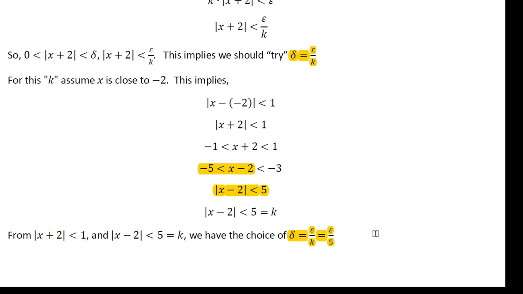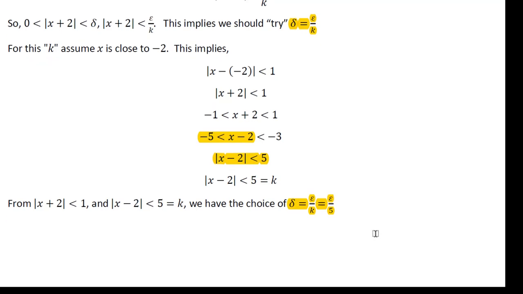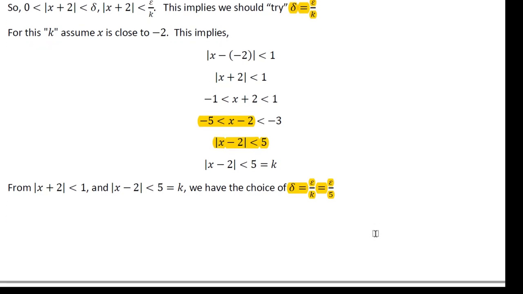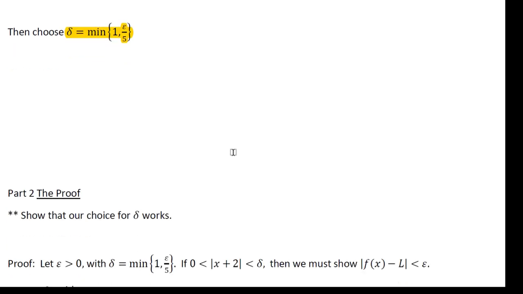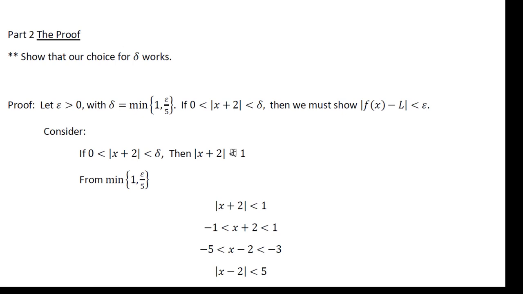Now, in this particular case, it's a little bit different than I've had before because, remember, in order to get this 5, I had to make this assumption about the fact that my delta could be 1. So I need to choose delta to be the minimum between 1 and epsilon over 5, whatever's smaller. All right, that's a lot of work, but now we're ready to write our proof.